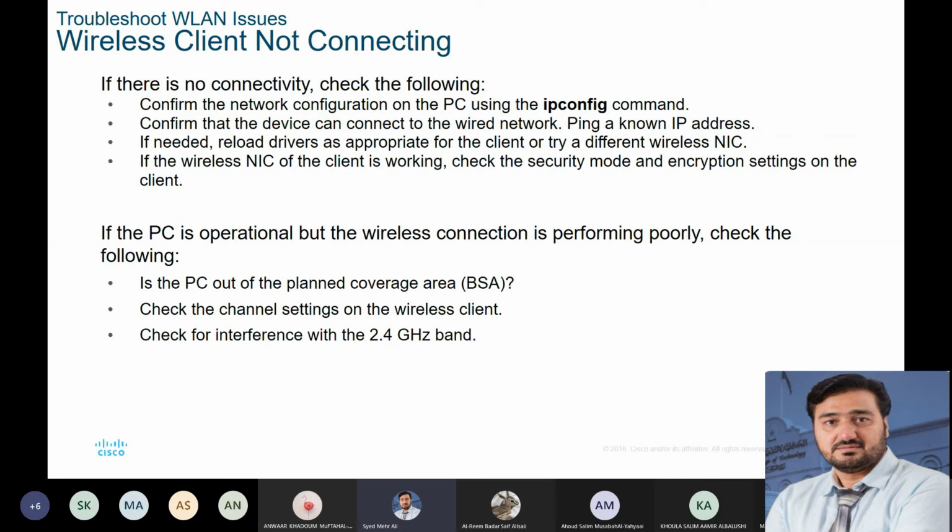Check the interference with the 2.4 gigahertz band. I remember we were facing issues in our home. We were using a microwave, and the microwave always causes interference with the 2.4 gigahertz ISM band. So these are the things you need to check if there is a wireless connection problem, or a very poor wireless issue.